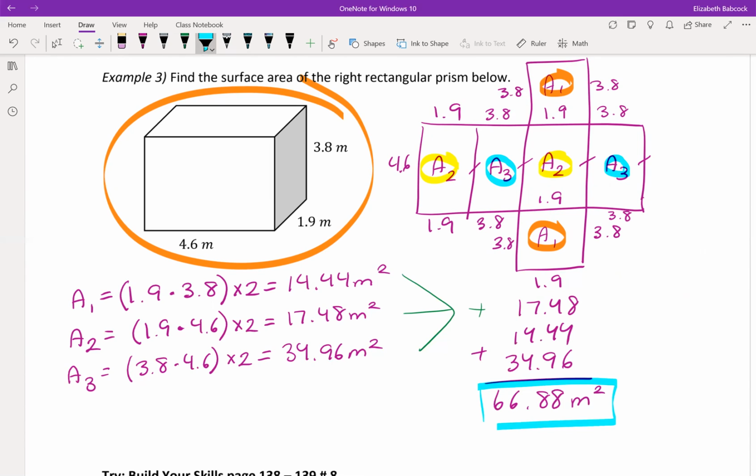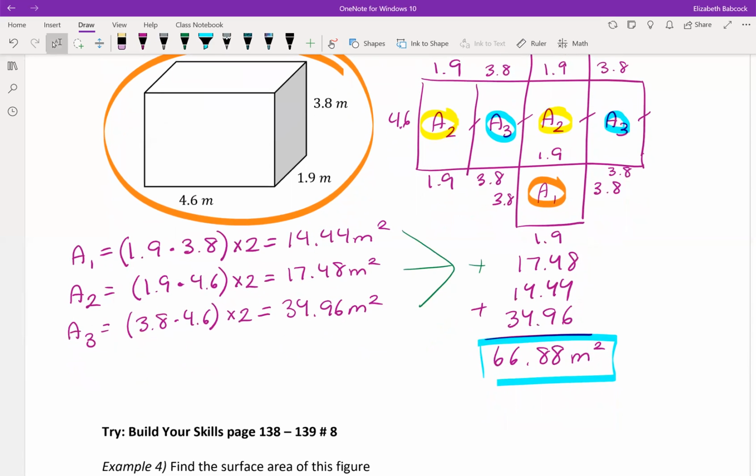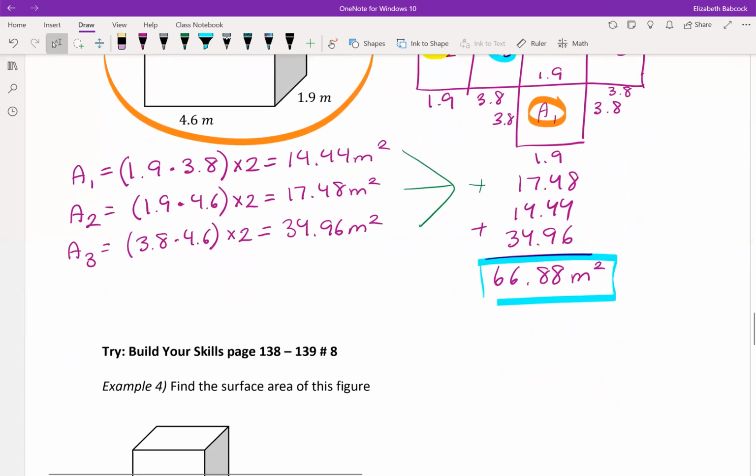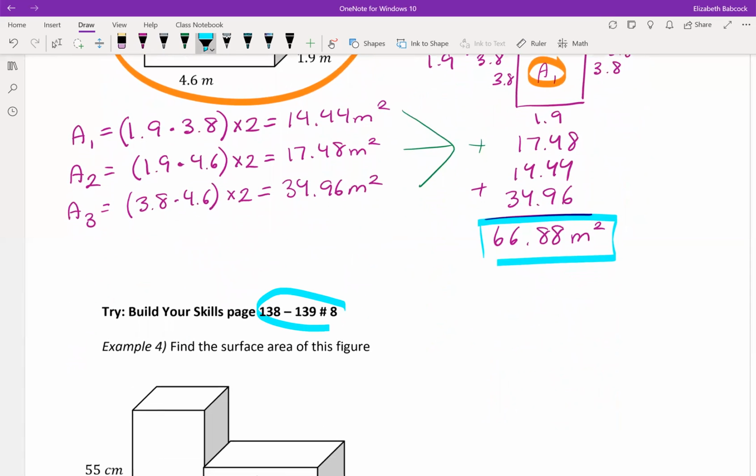Okay, so split things up into their net, use their individual formulas to calculate the area of their sides, and then add the answers together at the end. So you can try Build Your Skills on page 138, 139, number 8.